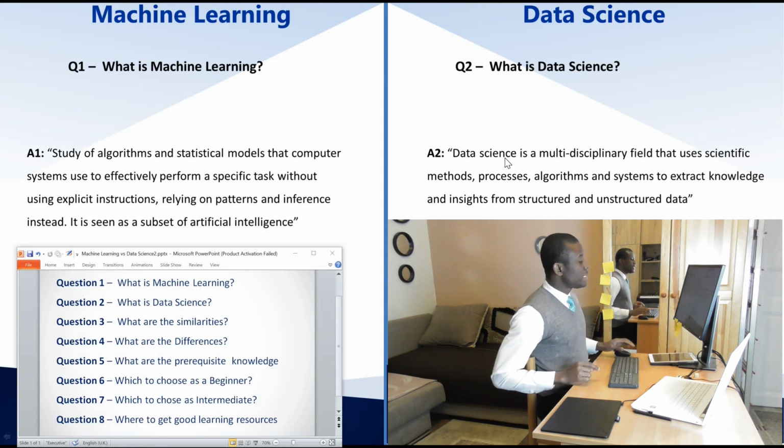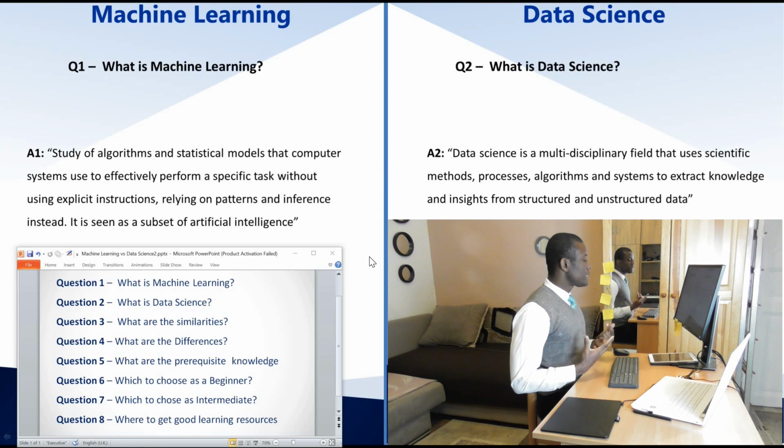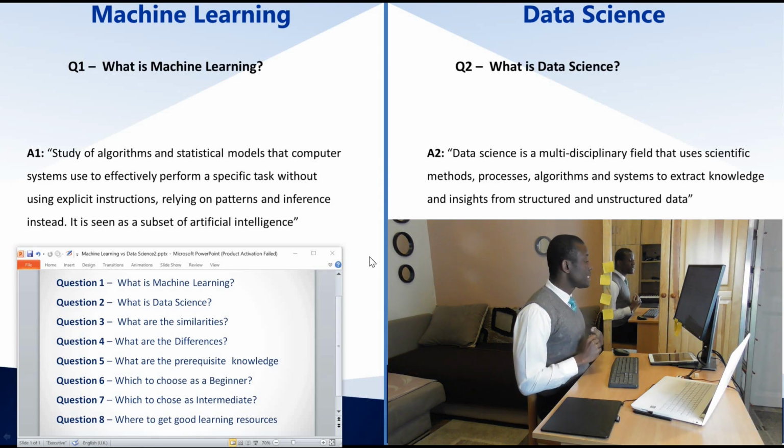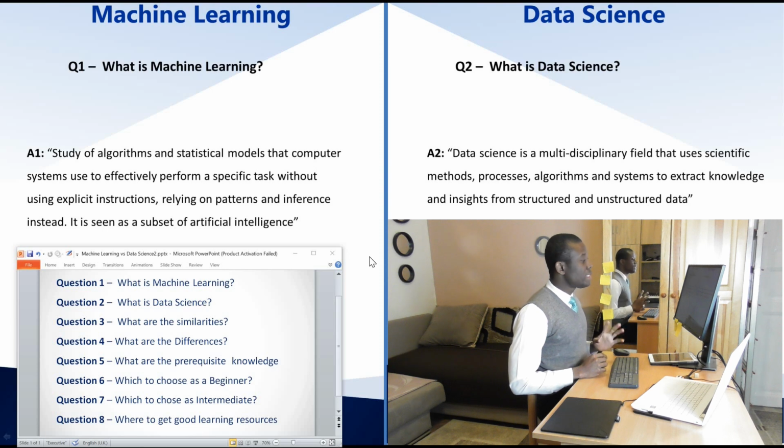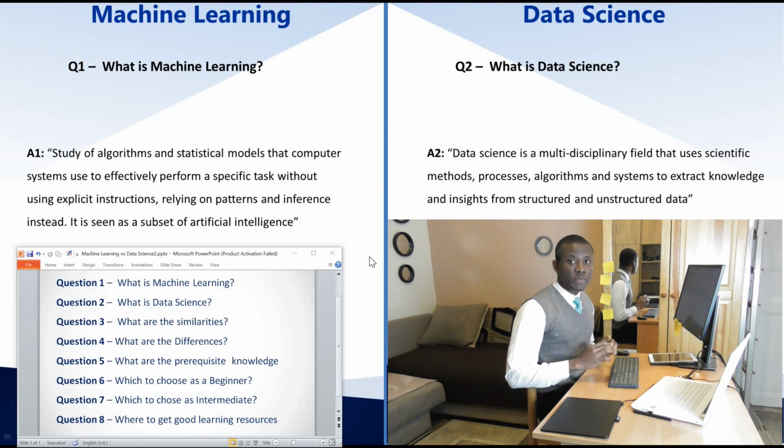So let's start with looking at the questions. What is machine learning? What is data science? What are the similarities? What are the differences? What are the prerequisite knowledge of each of them? Which one to choose as a beginner? Which one to choose as an intermediate? And where do you get good resources? So we are going to be answering these 8 questions I've prepared. So let's start off from the first one. And as we answer them, you'll find out that you get it very clear the difference and similarities between the two. The first one is, what is machine learning?